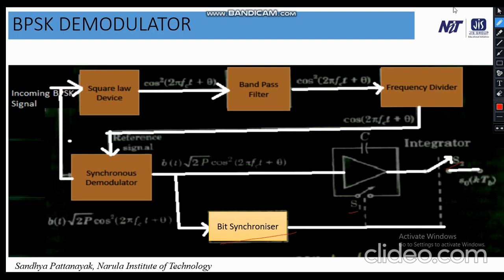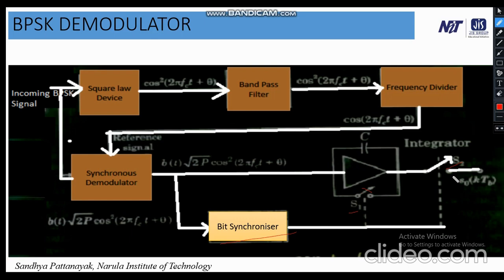In the first step, during the starting of the bit duration, the switch S1 is closed and the switch S2 is open. So the integration of the different voltage cycles, that is of the carrier signal, takes place over the bit duration. This means that over the bit duration all the voltages are integrated.